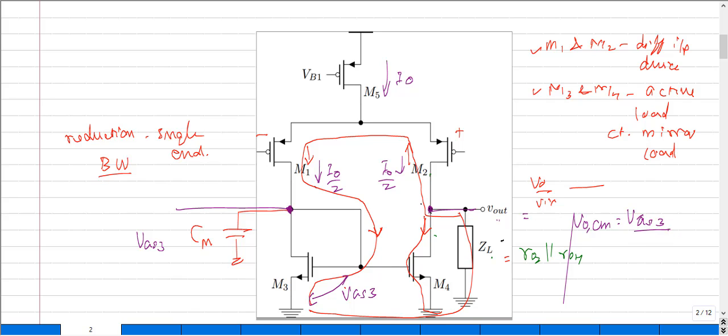So there is only one single control we have in this particular circuit, which is nothing but VB1. Based on the value of VB1, some current would flow, and that current in turn defines the value of VGS3, and this VGS3 will never change until we intentionally change our VB1. So what I really mean is there is no mismatch in this particular configuration.